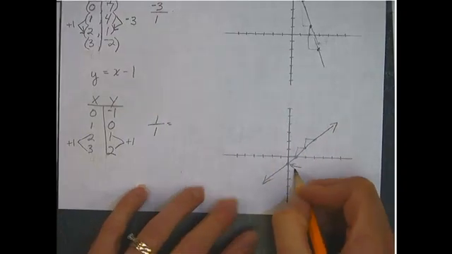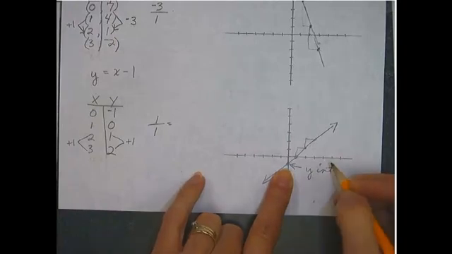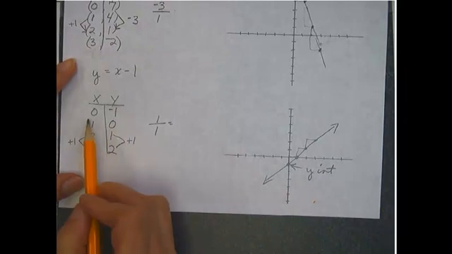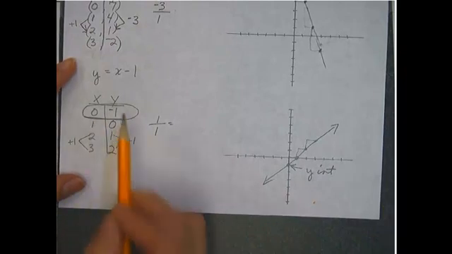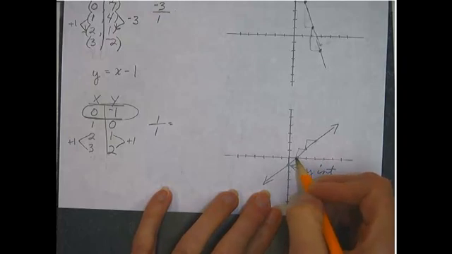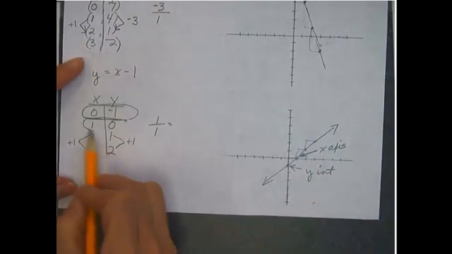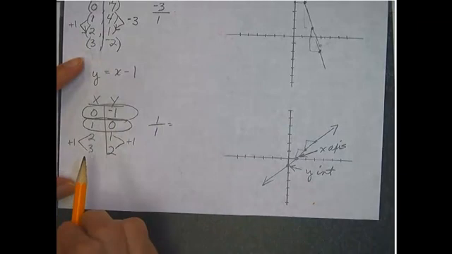Okay, and this point right here is our y-intercept. This is where it crosses the y-axis. And that would be the very first point that we graphed. And we do have our x-intercept plotted here. This crossed the x-axis at 1, 0. So here we have our x-intercept.